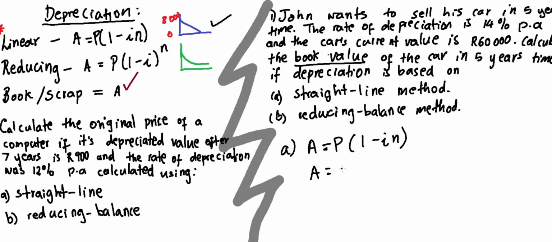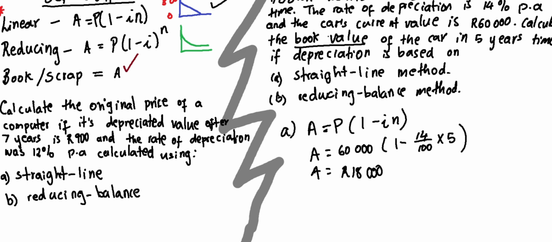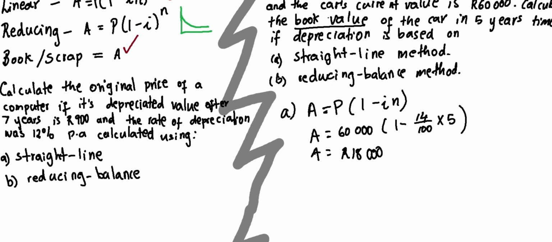So our principal value, or our present value of the car, is 60,000 rands, times 1 minus our depreciation interest, which we are given as 14%. Remember, you're going to say 14 divided by 100, and it's going to take for how long? For 5 years. And then you are simply going to punch your calculator, guys, and you should be getting that the car now costs 18,000 rands. That is depreciation, guys, after 5 years.